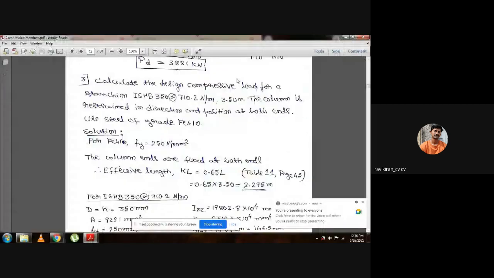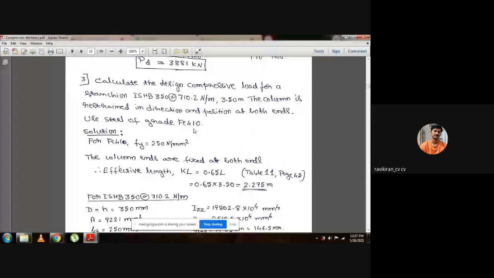Yes. So in the last class, we have considered this problem. Calculate the design compressive load for a stanchion ISHB 350 at 710.2 Newton per meter, which is having 3.5 meter length, and the column is restrained in direction and position at both the ends. That means to say it is fixed condition at both the ends. We should use steel of grade Fe410.